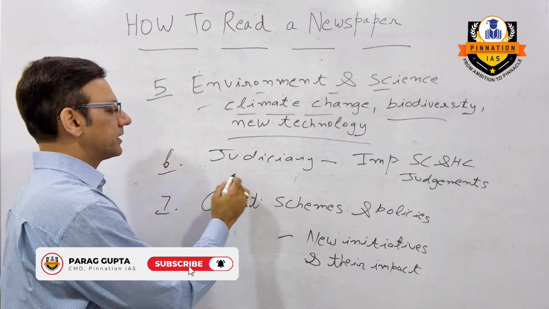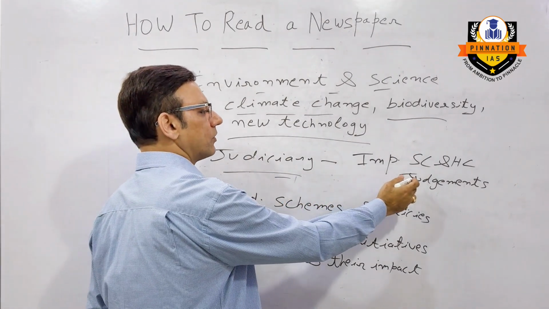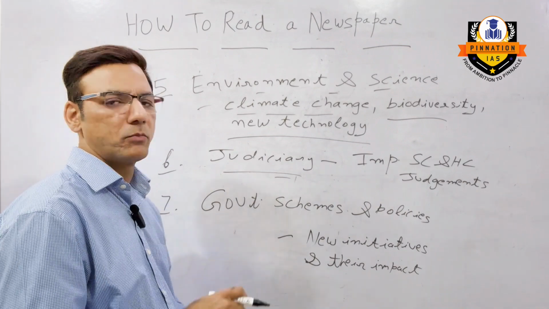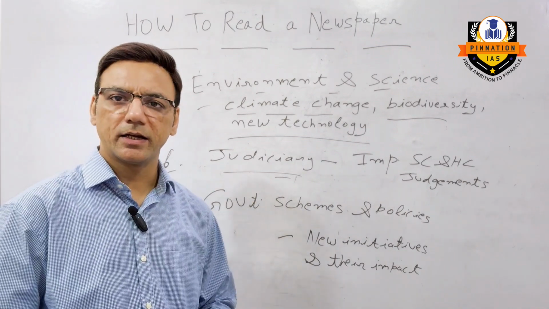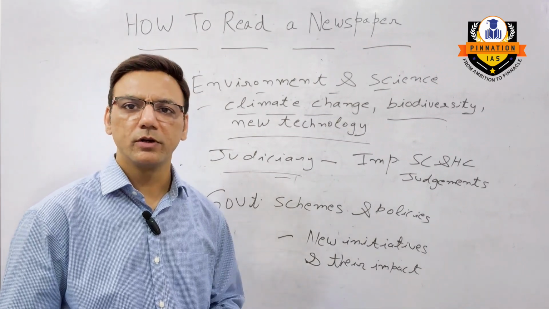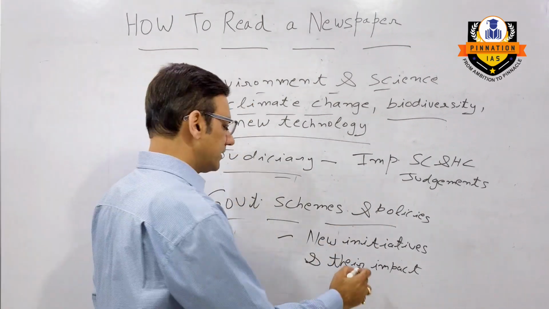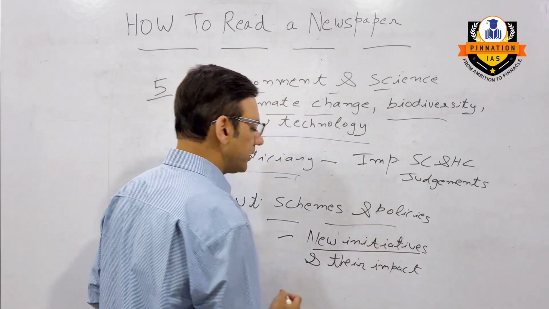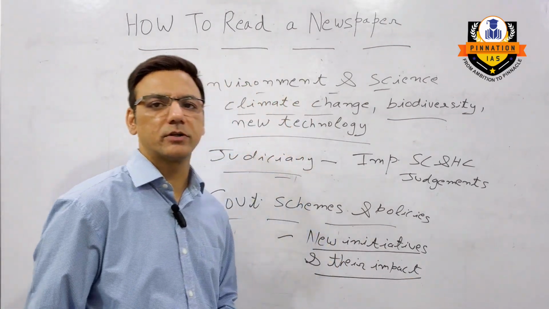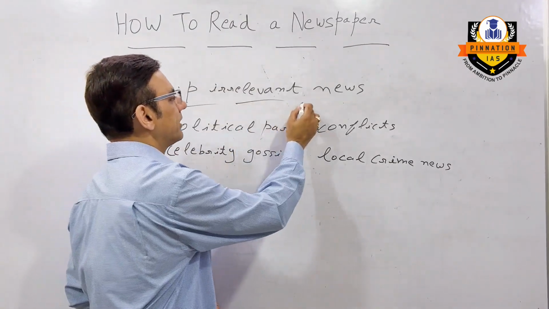The next section pertains to judiciary. In judiciary, what do we mean? Any important Supreme Court or High Court judgments. So these again will be relevant for your polity paper, and if you have taken public administration or PSIR as your optional, then definitely it's going to be useful in those examinations also. The next section pertains to government schemes and policies. In this, you will be searching for any new initiatives by the government and what has been their impact in general on society.